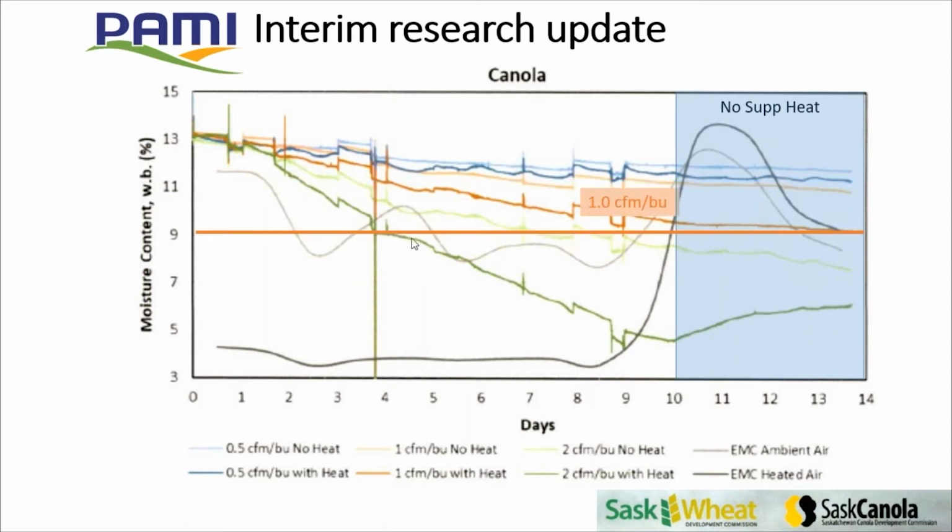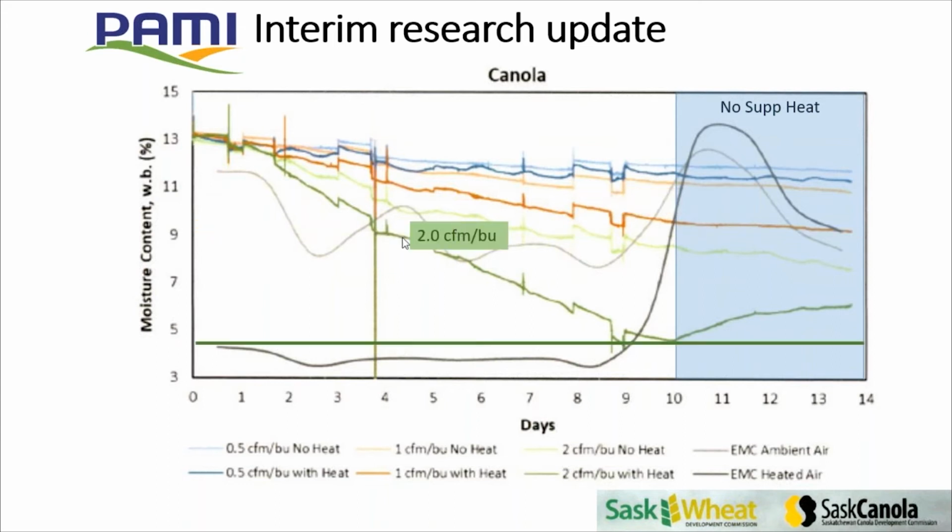We moved to 1 CFM and we got about twice that. We got about 4 points removal. And if you go to 2 CFM per bushel, you can see a super steep decline. And again, you double it again. So it really reconfirms that airflow, it's that simple. The more airflow, the more water you're going to take out of your bin.